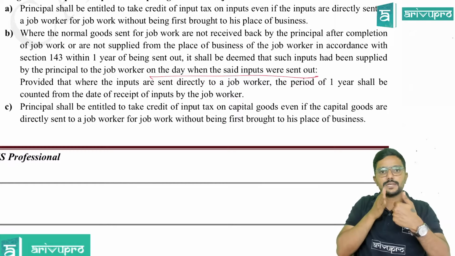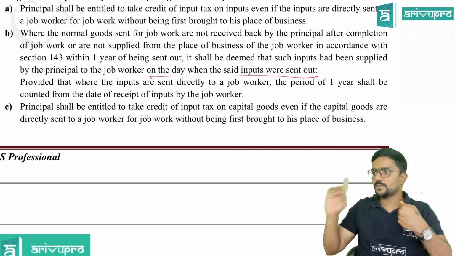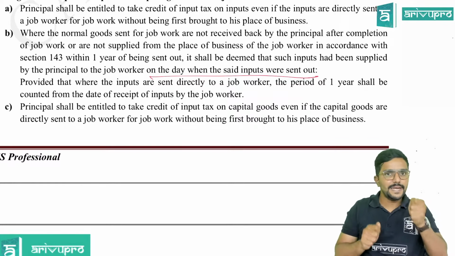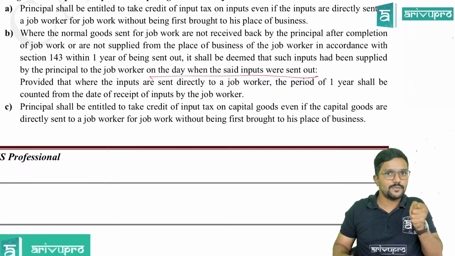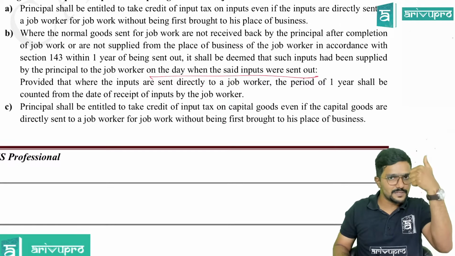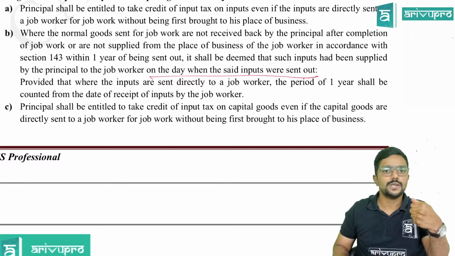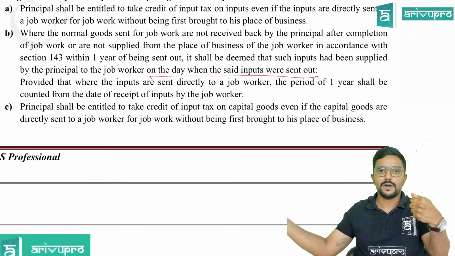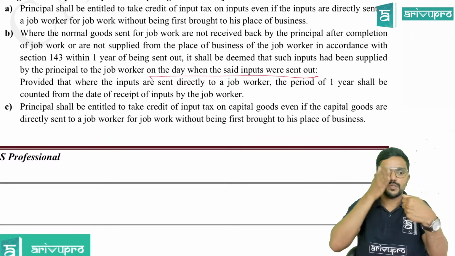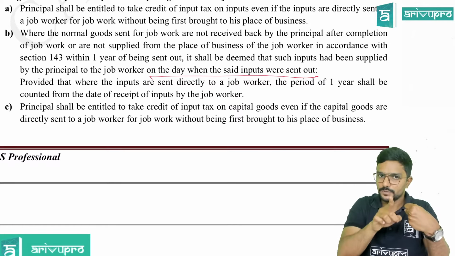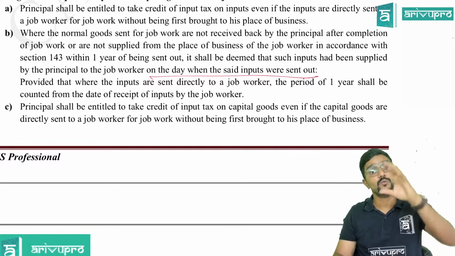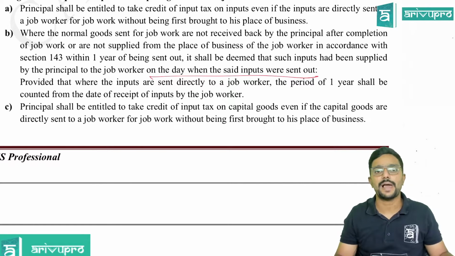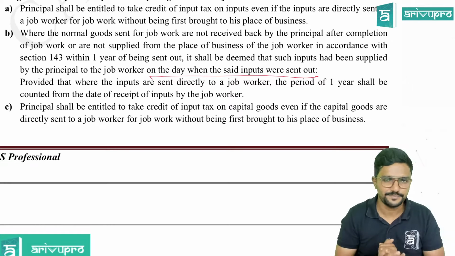If inputs are sent from the principal to the job worker, from the day on which it was sent by the principal, 1 year will be counted. If it is not written back within 1 year, then on the day on which it was sent out, it will be treated as supply, on which the principal is liable to pay tax. Same way for capital goods, a 3 years limit.